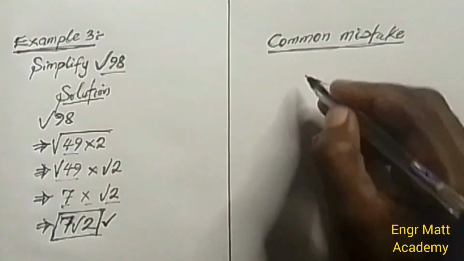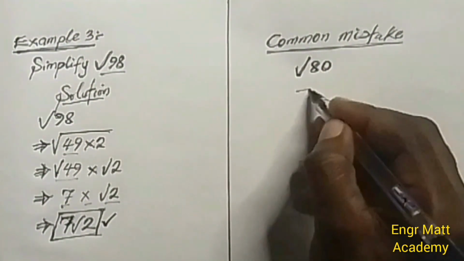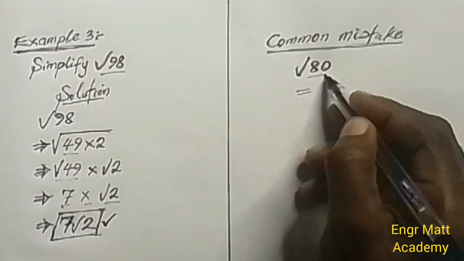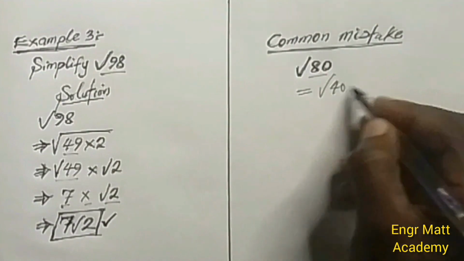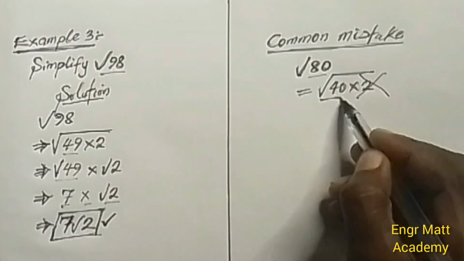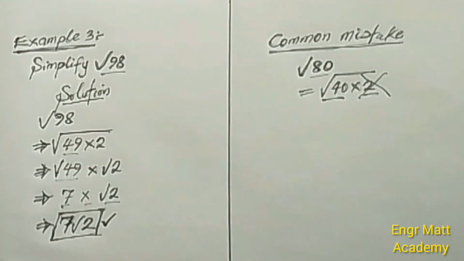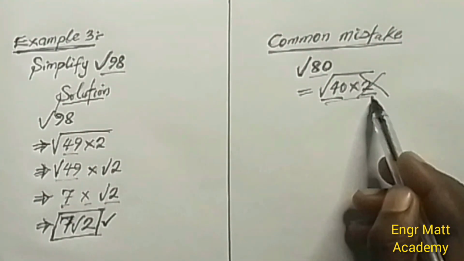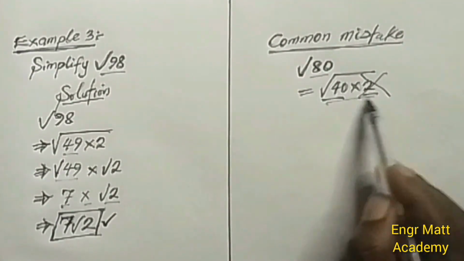Assuming you want to simplify root 80, many students will say we normally split 80, right? So they will say it's root 40 times 2. But this is wrong, because root 40 is a surd. It's not a perfect square, and root 2 is also a surd. Both of these factors are not perfect squares. Therefore, you can't simplify root 80 with this.